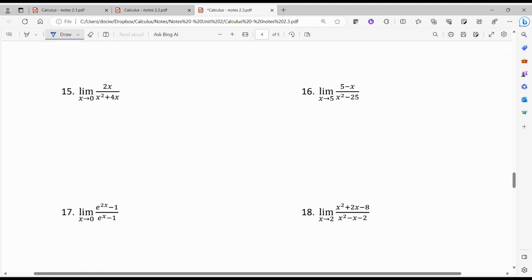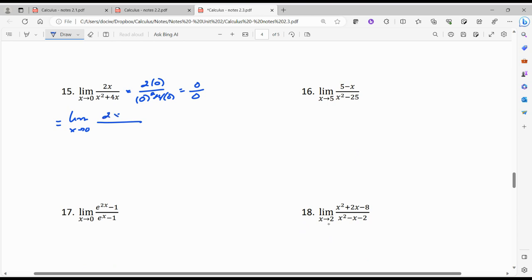But the limit as x approaches 0. So again, if I put 0 in for x, 2 times 0 over 0 squared plus 4 times 0 is again going to give us 0 over 0. So I have the limit as x approaches 0. Since putting 0 in for x gives me a 0 in both the numerator and denominator, again, I know that x is a factor.